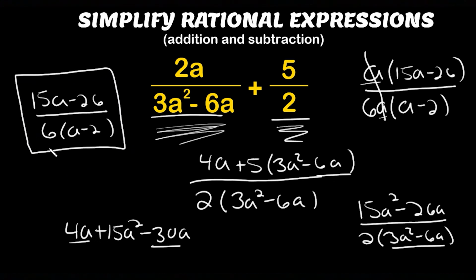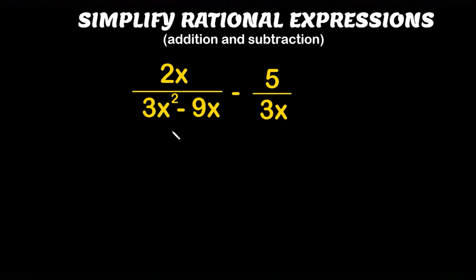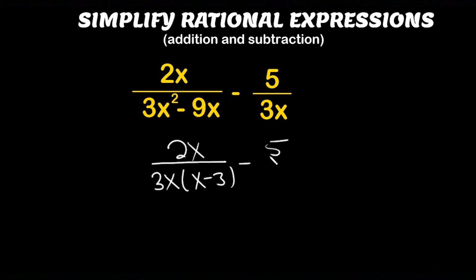All right. So here's our next problem. And again, always see if you can factor the denominator. It could make it easier. So the first part, we're going to get 2x. And then when we factor that denominator, I can pull out a 3. I can also pull out an x. I'm going to pull out a 3x. And then I'll have x minus 3. Okay. And then minus 5 all over 3x. Can't do anything here. Okay.